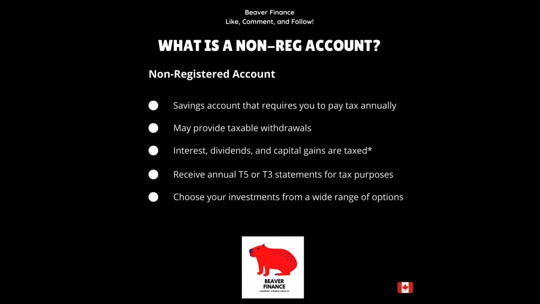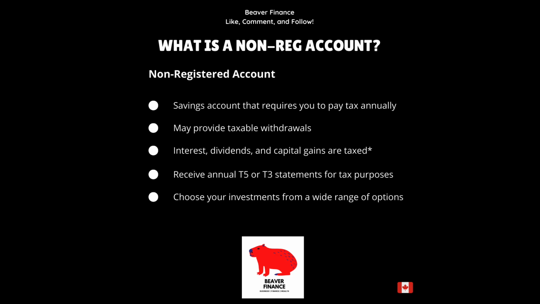Second, we have capital gains. Capital gains are actually the most favorable, and that is because a capital gain has a 50% inclusion rate. What is an inclusion rate?